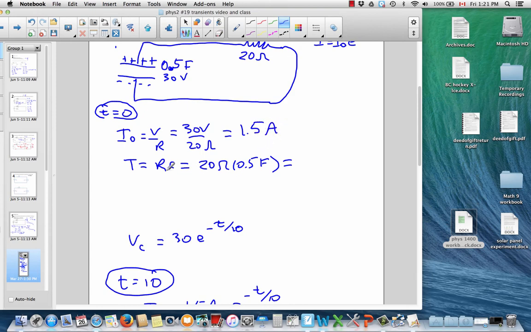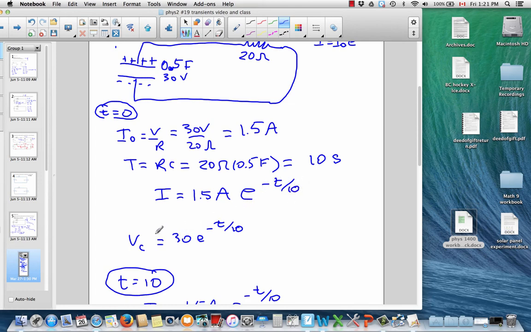The time constant for this circuit is the product of resistor and capacitor. So that's 20 ohms times 0.5 farads is 10. And we'll show in class that a resistance times a capacitance does indeed have units of seconds. So we can write an equation then for current as a function of time. It's the initial current, 1.5 amps, times a decaying exponential, minus t, t is a variable, over the time constant, which is 10. So that's an equation for current as a function of time.